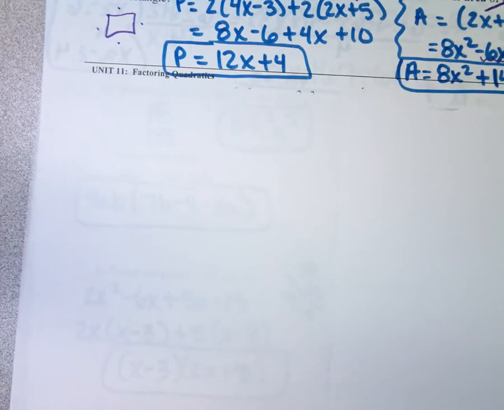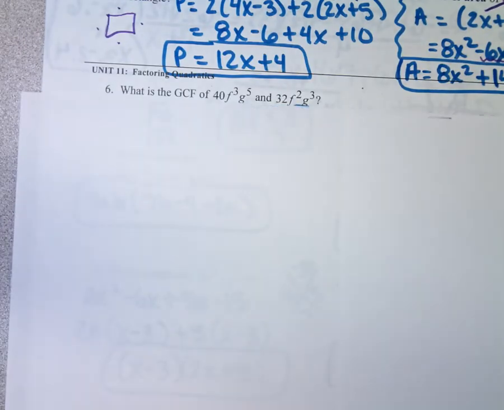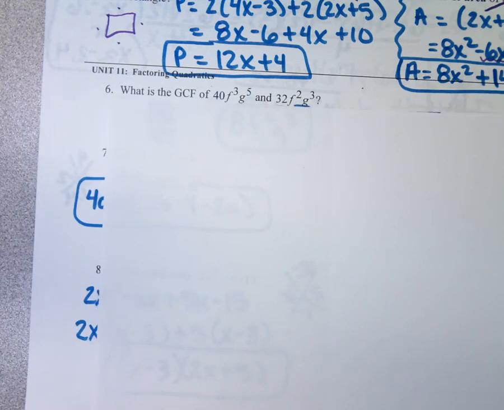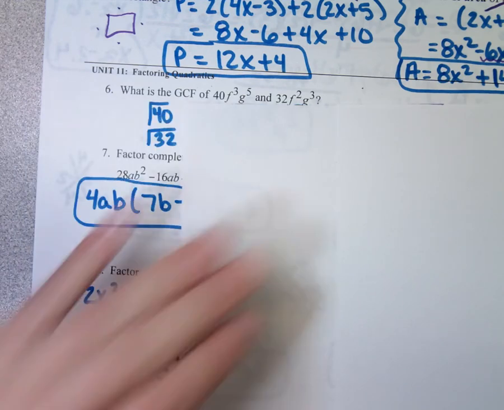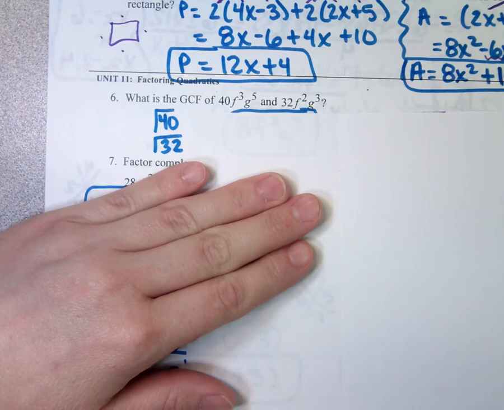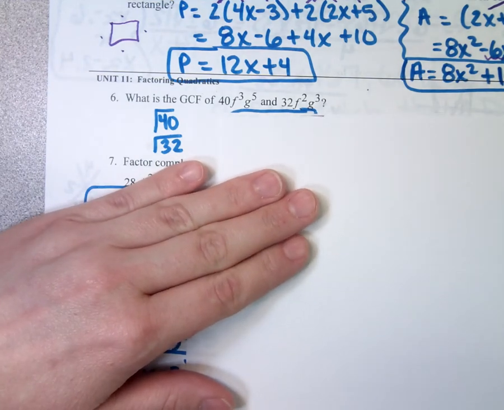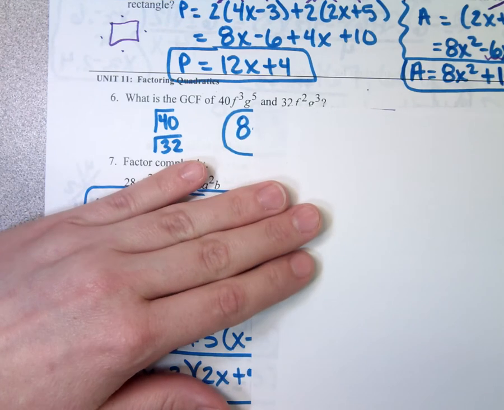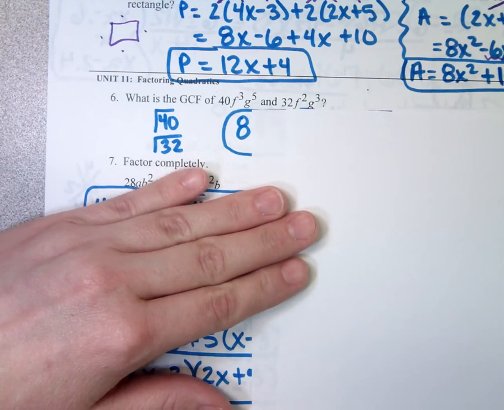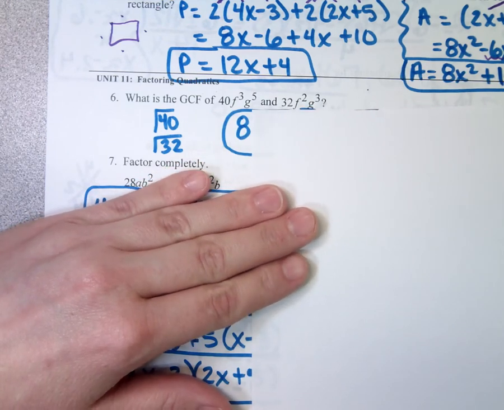Number 6. It wants us to factor, so it wants to know the GCF. So first I ask myself, what's the greatest thing that can divide into 40 and 32? And the greatest thing that goes into 40 and 32 is 8. It's the largest thing that goes into both of those numbers evenly.